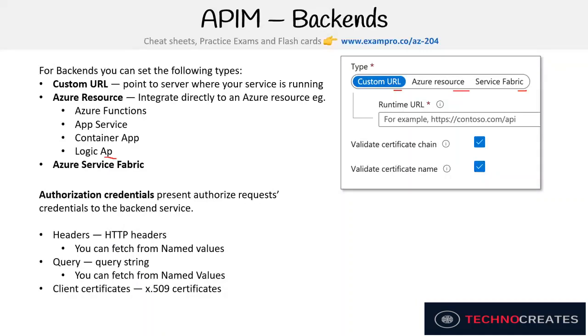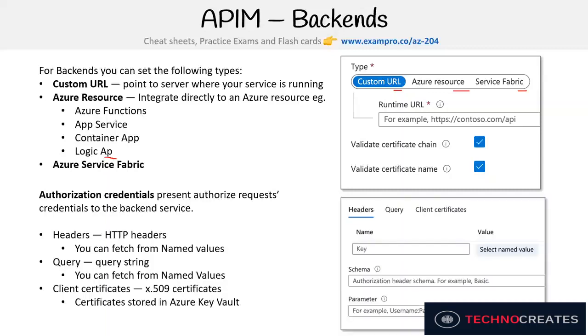You have control of client certificates, so X509 certificates, which we do talk about in this course, which are stored in Azure Key Vault, which is the section that we're talking about there. So you're just seeing those options: headers, queries, and client certificates. But yeah, there you go.